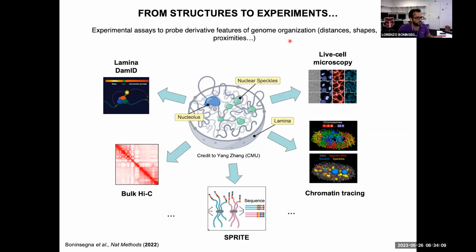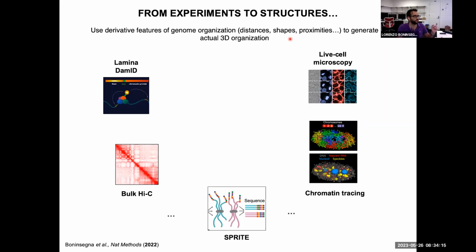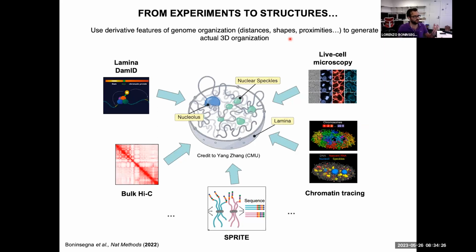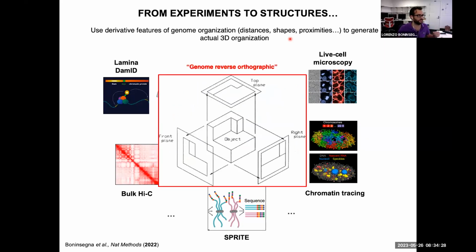And so if we can do this, how about we reverse this notion? How about we go from this collection of independent experimental assays to generate back the actual three-dimensional organization of the genome? And I like to think about this process as a fancy genome reverse orthographic, where basically you have the actual three-dimensional object, that is the 3D genome per se, and you have all these projections in terms of feature spaces, and you're trying to combine that information to recreate the actual object.